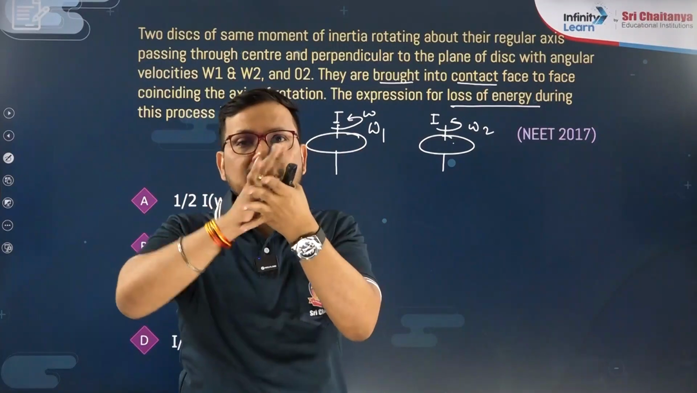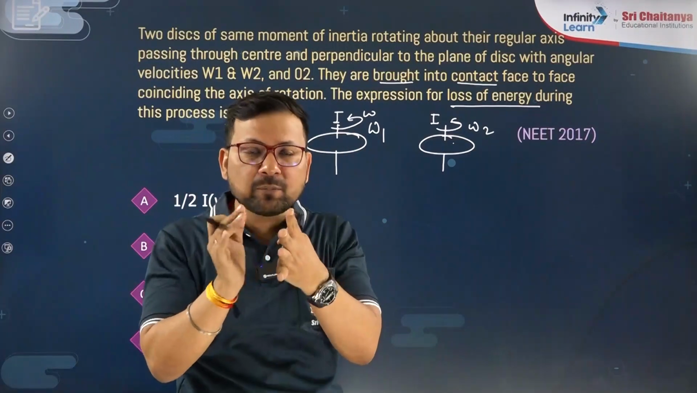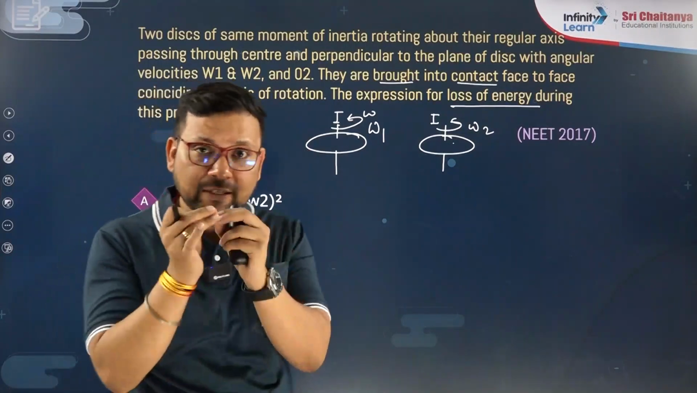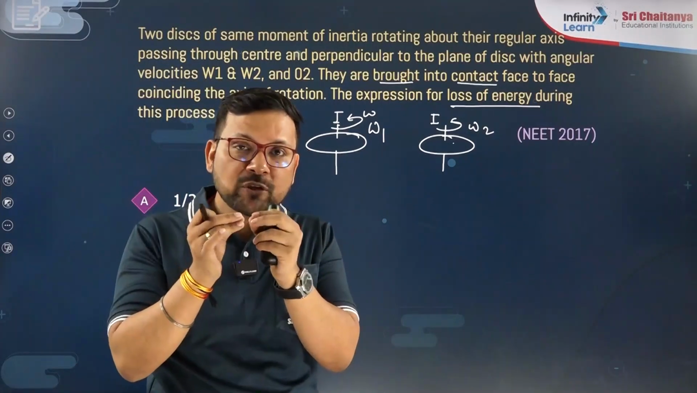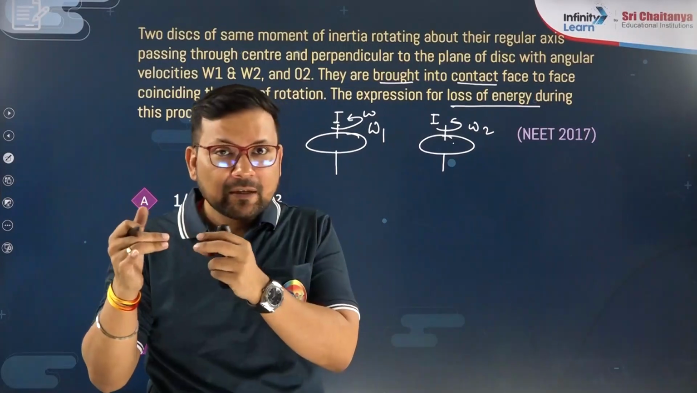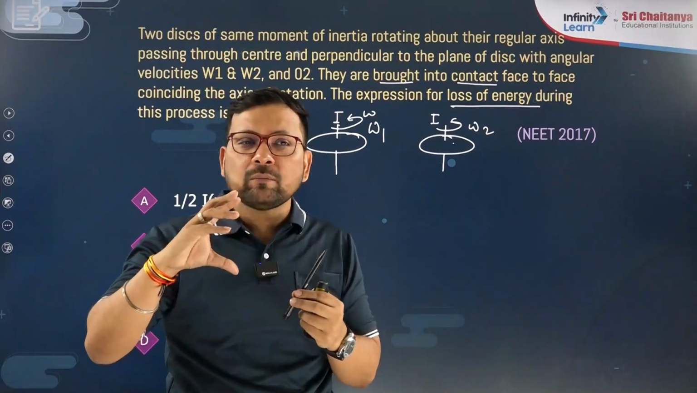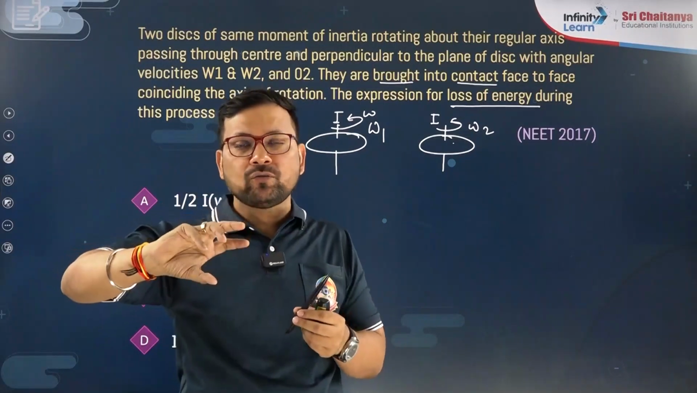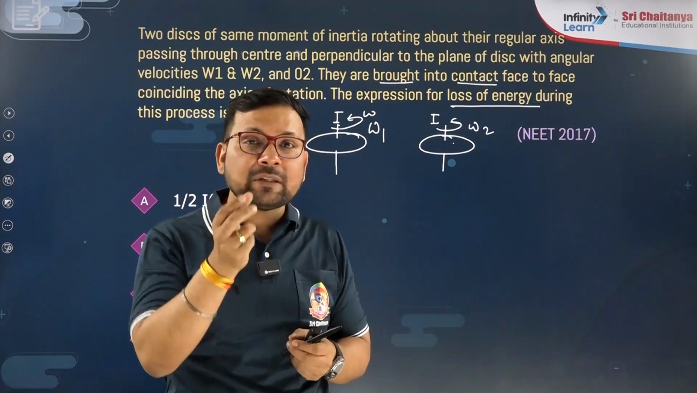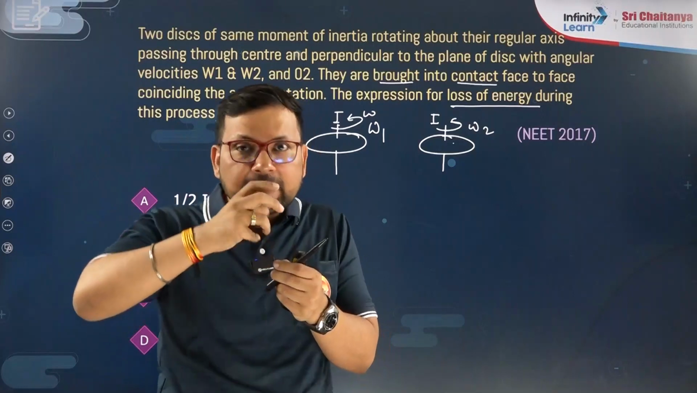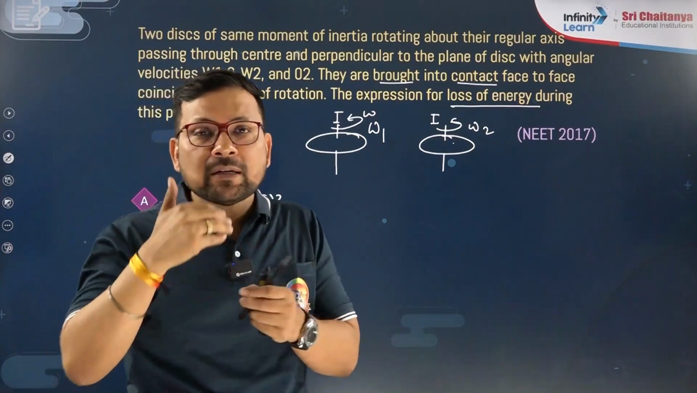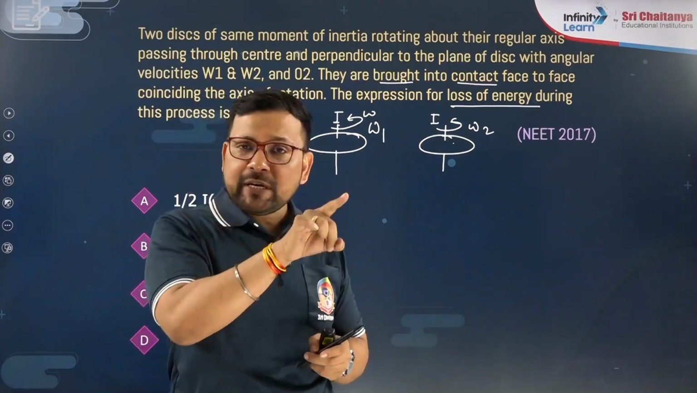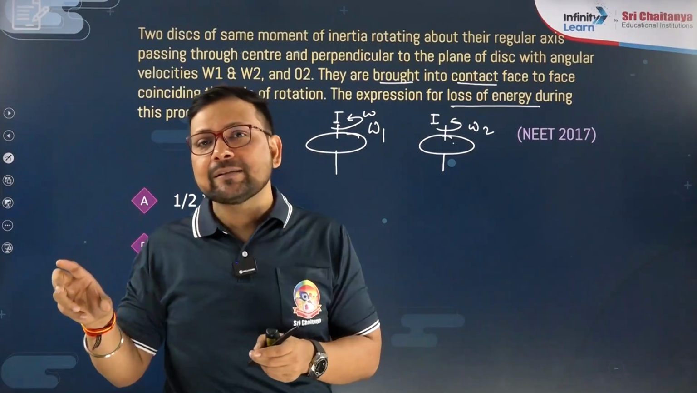So when these two disks touch each other, at the touching point there will be relative motion with respect to each other. Friction will be opposing the relative motion. So the one having higher omega will be retarded by the torque of friction, and the one having lesser omega will be accelerated by the torque of friction. After some time, they will have a common omega. When there is a common omega, there is a loss in kinetic energy.